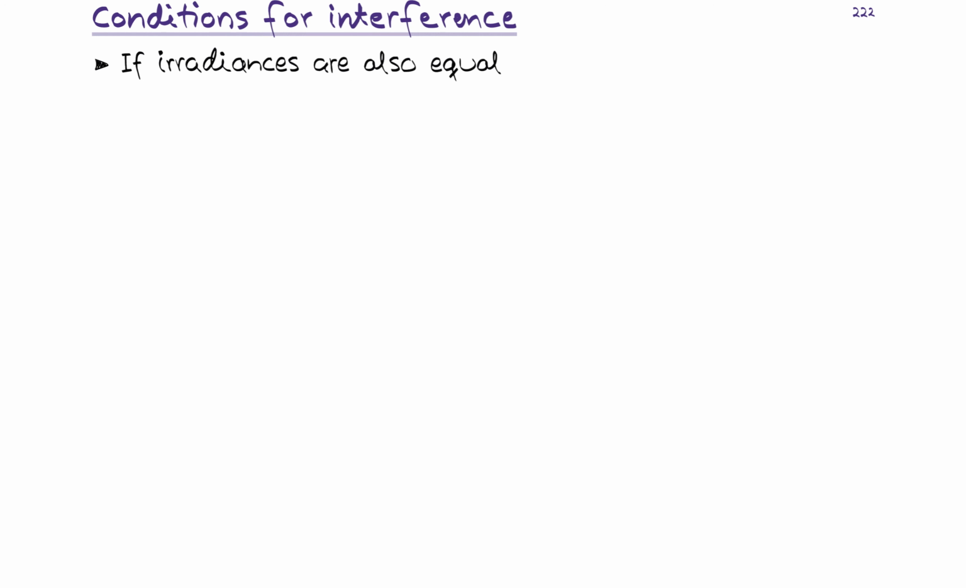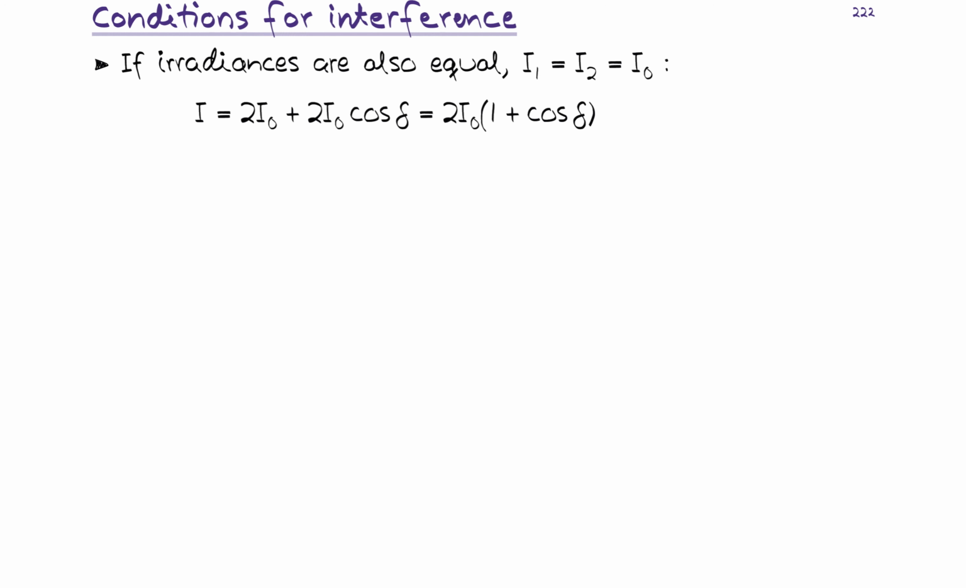So irradiances, if they are equal, and this is what we assumed, I1 equals I2, we can just denote these as being I naught. And then the total irradiance pattern, we can simply write as 2 times I naught plus 2 times I naught times cosine of delta. And now we can simplify terms, so it's basically 2 times I naught inside a parenthesis of a term depending on the phase difference, so 1 plus cosine of delta. And then this can be simplified into the form 4 times I naught times cosine squared of delta over 2.